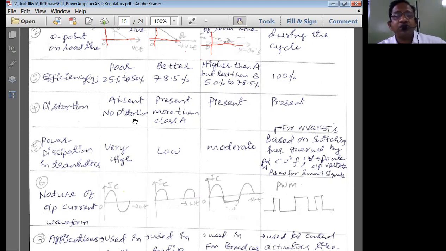Now coming to distortion. What is the distortion we mean over here? The distortion is nothing but the change in the shape of the output waveform with respect to the input waveform. If the input waveform is a complete AC signal, the output should be the same complete AC signal. If it is so, we say that there is no distortion. So therefore no distortion is present in the class A type of the power amplifier. If you apply complete AC, we get a complete AC at the output.